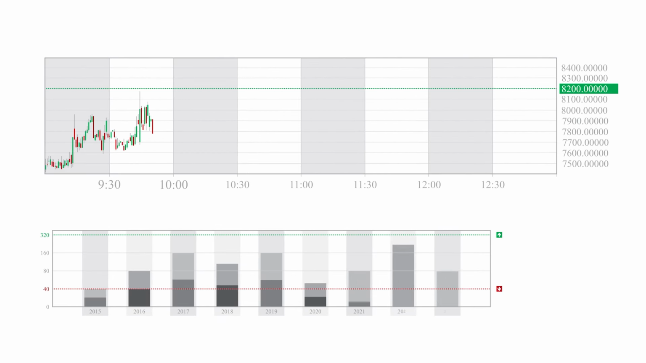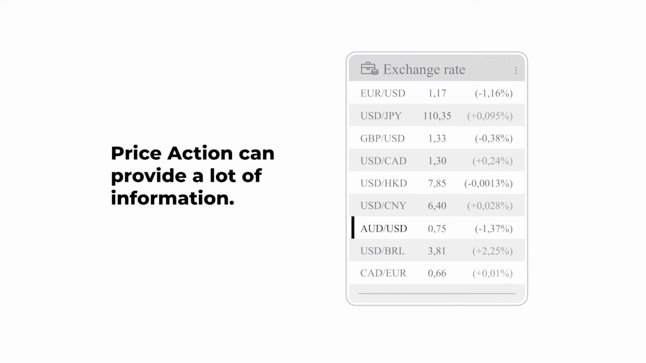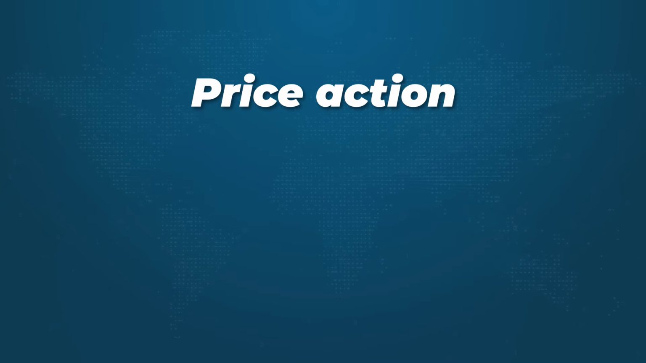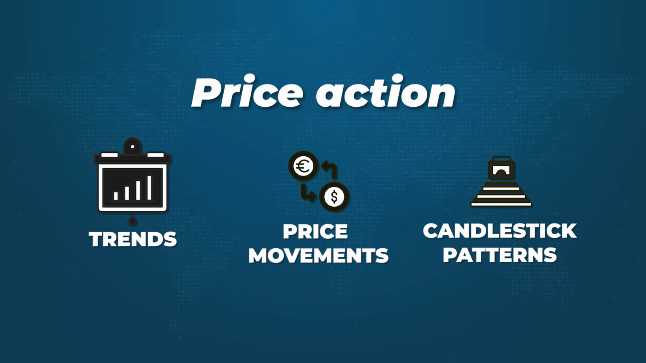Every trader should know how to analyze price action without the use of technical indicators, because price action itself can provide a wealth of information. Price action trading in general involves the analysis of trends, price movement, and candlestick patterns to identify support and resistance levels and to predict future movements. It's a form of technical analysis that doesn't rely on any indicators.